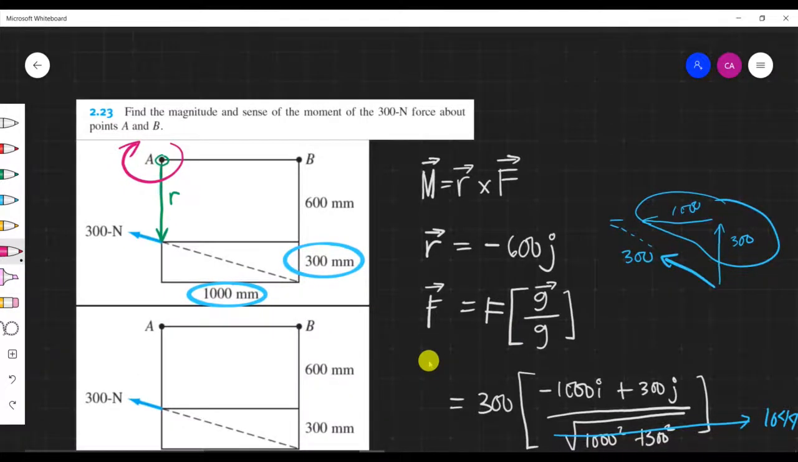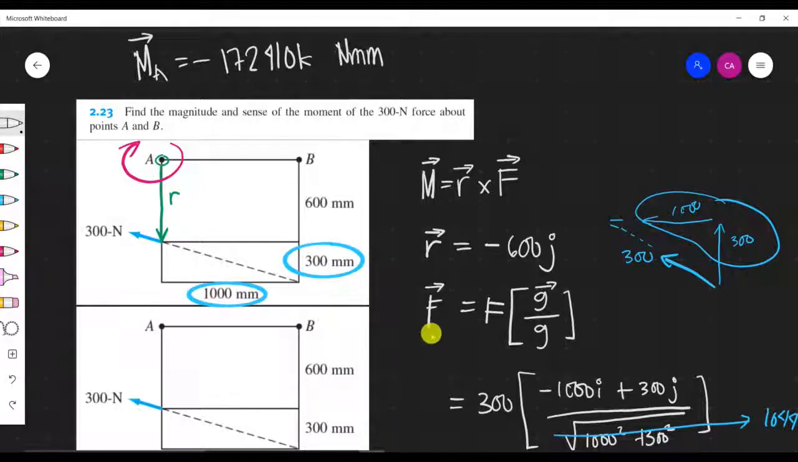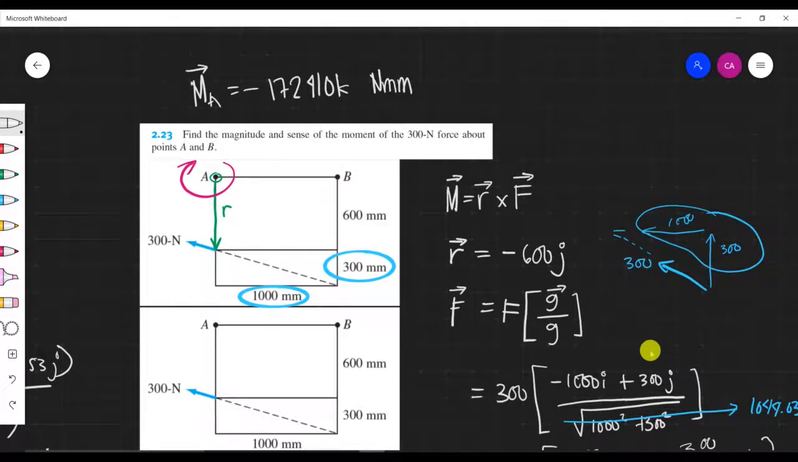Negative pala talaga. So, yung sagot natin sa una, M sub A, vector na yan, is negative 172,410K. Yun yung kanyang K. Ibig sabihin nun, rotating at the axis K negatively. Tama sa drawing. Ang unit ay Newton millimeter. So, that is moment A. Yun yung sagot sa unang tanong, that this is the moment at point A.